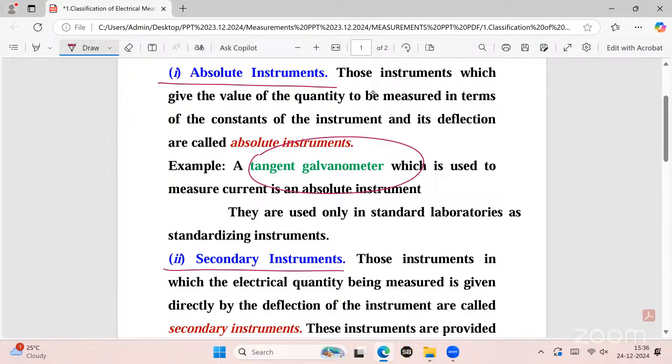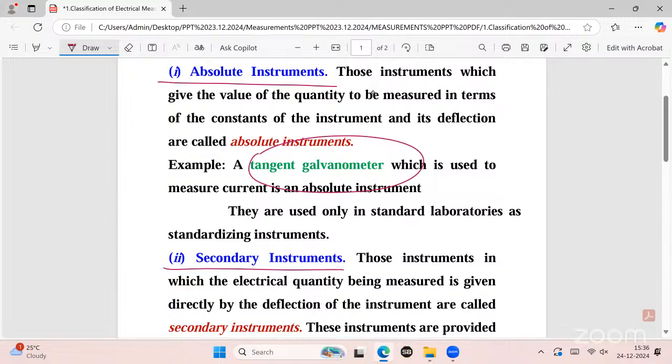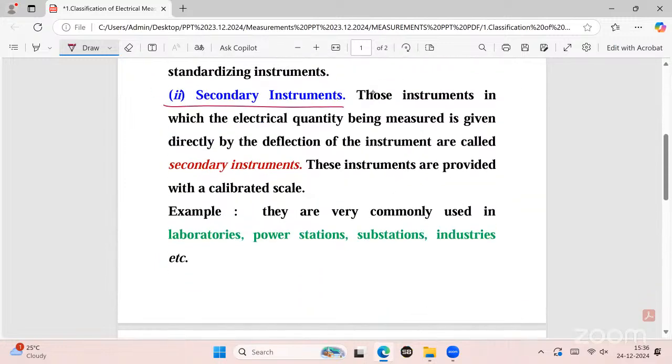Now the secondary instrument. I will explain only examples. These are instruments in which the electrical quantity being measured is given directly. Whenever we want to measure, it will show the deflection, and once we get the deflection, we read it. These are all called secondary instruments. Examples are used in power stations, substations and industries. These are all definitions.